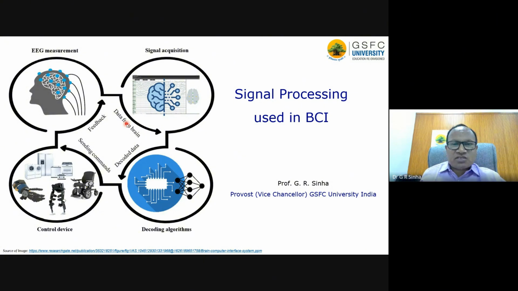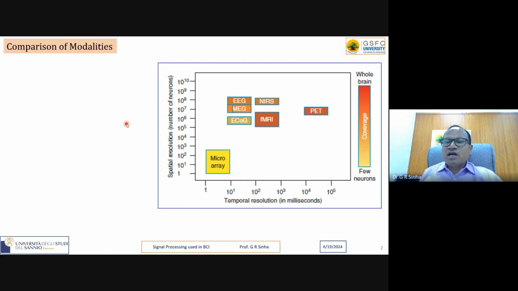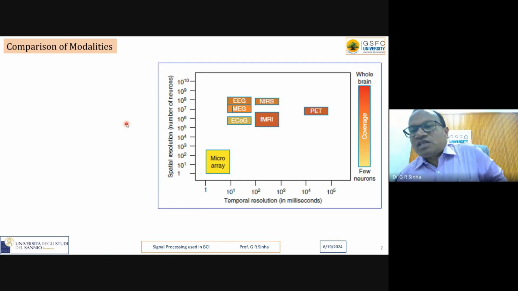So be it pre-processing, be it filtering, be it acquiring, be it removing artifacts, be it classifying, be it amplifying, everywhere there is a role of signal processing. So if you want to say what are the major stages in brain-computer interface, one is signal processing, second is artificial intelligence. Of course, signal processing and artificial intelligence are the major blocks used in brain-computer interface. I hope I have already explained this, but I think this picture is coming the first time.